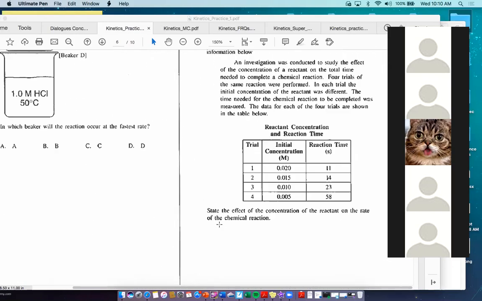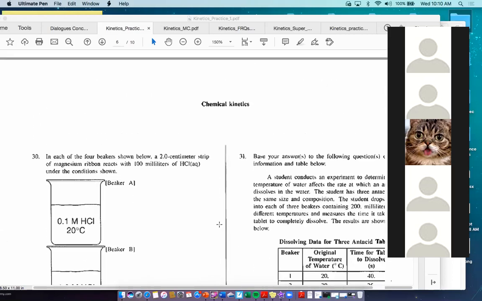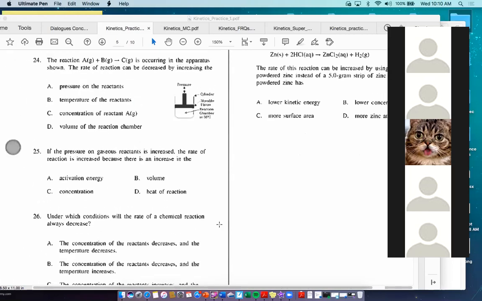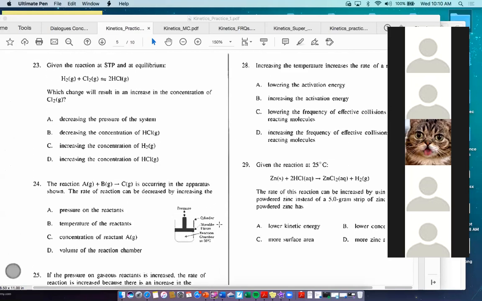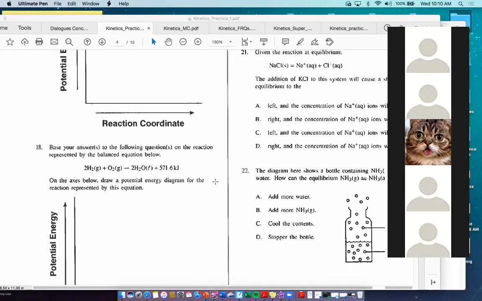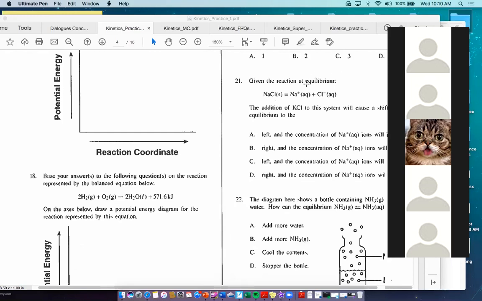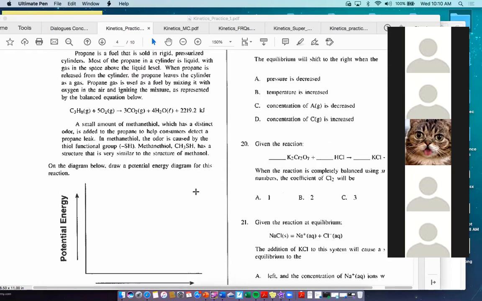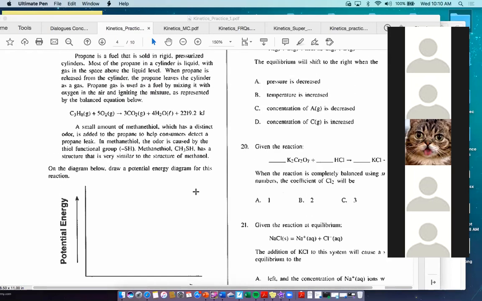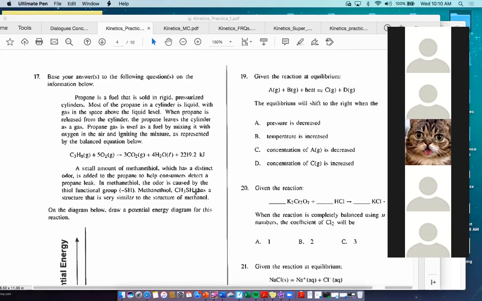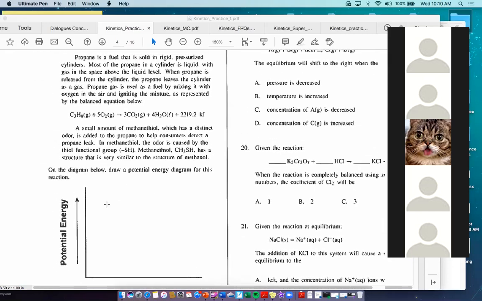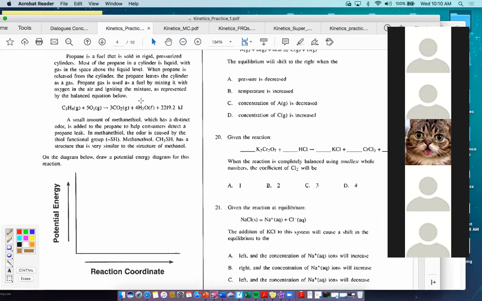Okay, yeah, let me find a good question for us to go over. This packet does have a few things that ask about equilibrium, so if you come across those questions, please just feel free to skip them. 17 might be a good one for us to go over. So let's look at it real quick.